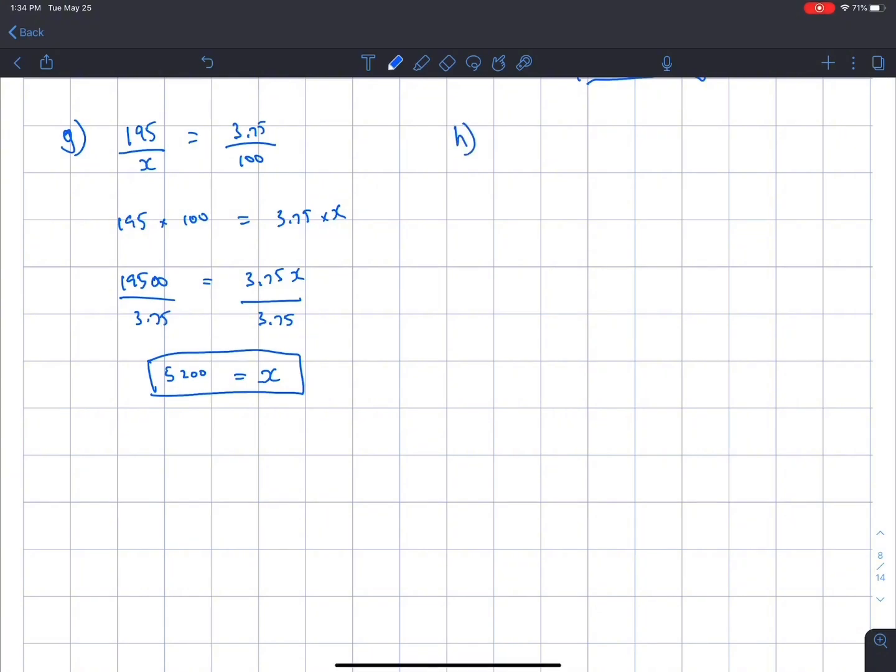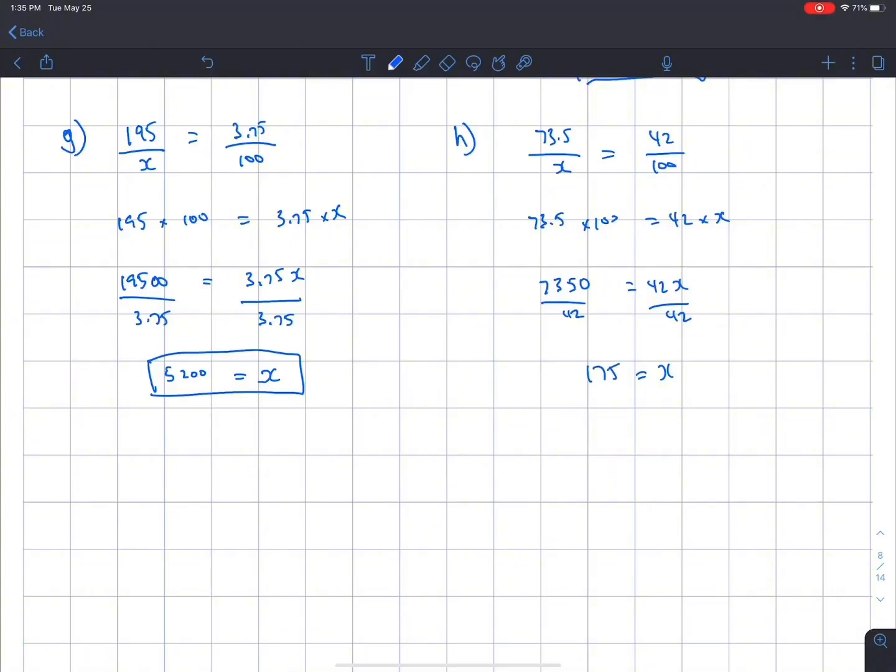Right. 42% of what number is 73.5? 73.5 is the amount, of what number, so the base is x, equals 42% over 100. We cross multiply again. We get 7,350 equals 42x, and then divide both sides by 42. We get x equals 175.